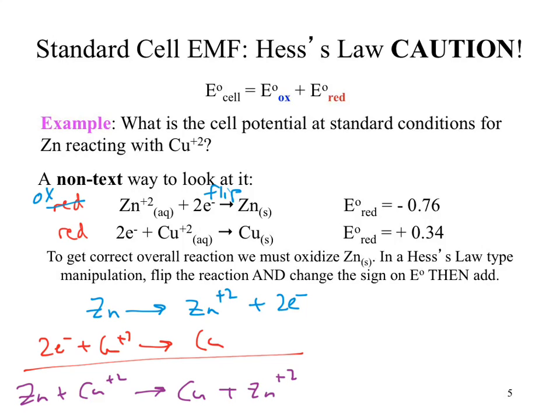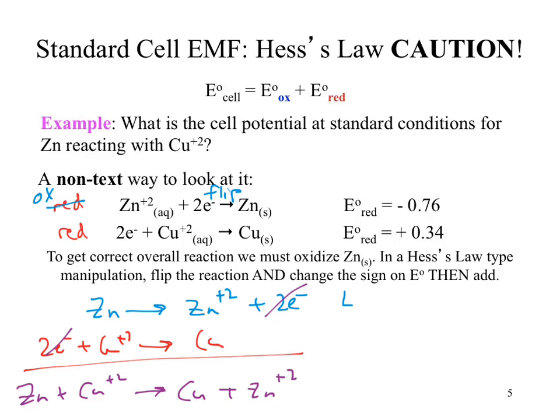What happens to our electrons? They cancel out because they're on opposite sides of the equation. Does this equation match what the question's asking? Yes, zinc metal or zinc solid reacts with copper ion. Okay? If we want the cell potential, we need to know what the individual cell potentials for each of these reactions are.